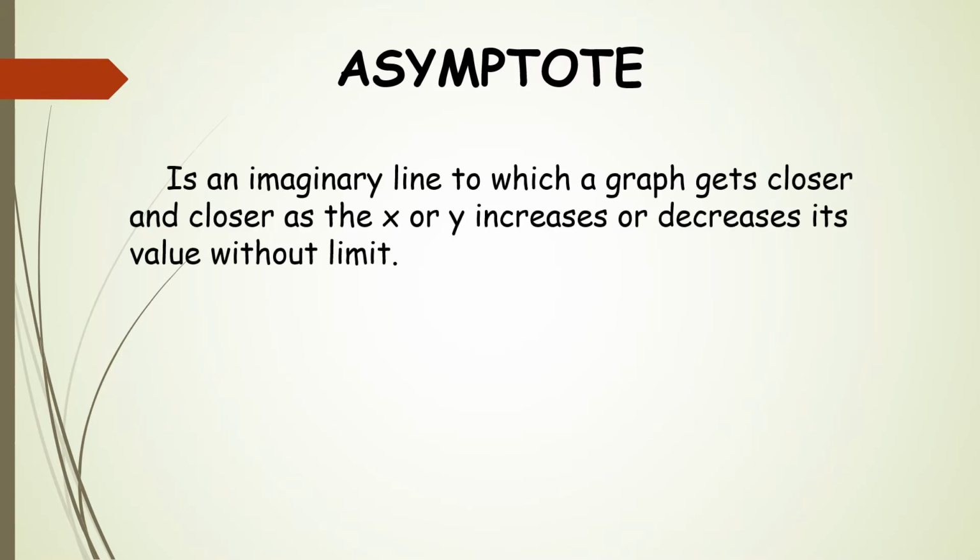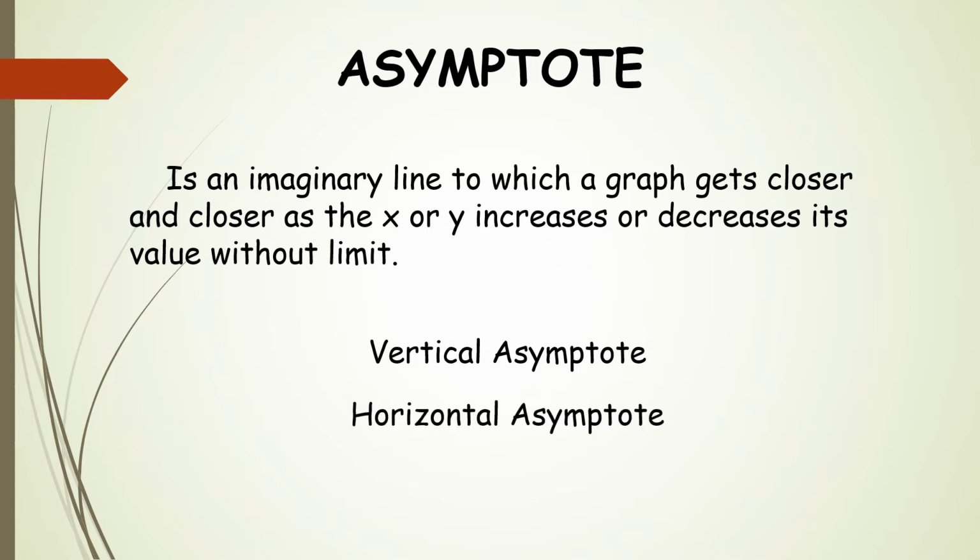So let's define first what is an asymptote. An asymptote is an imaginary line to which a graph gets closer and closer as the x or y increases or decreases its value without limit. Gets closer and closer lang, but hindi sila nagto-touch or nagmi-meet. So there are three types of asymptote. First is the vertical asymptote, horizontal asymptote, and the slant or oblique asymptote.